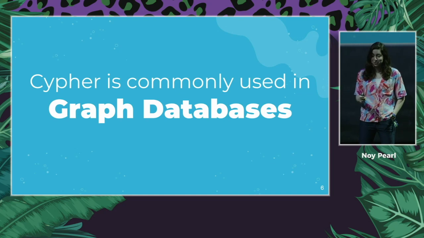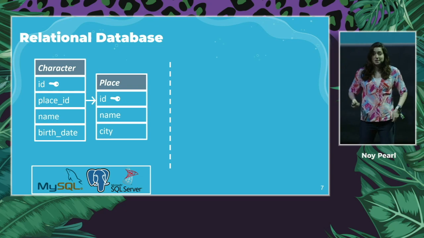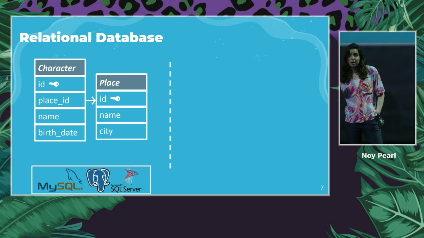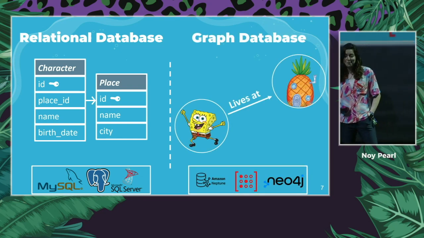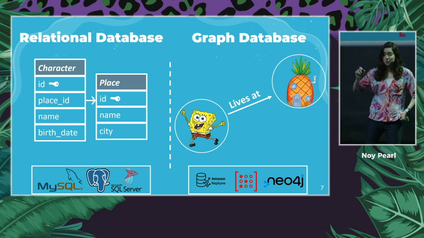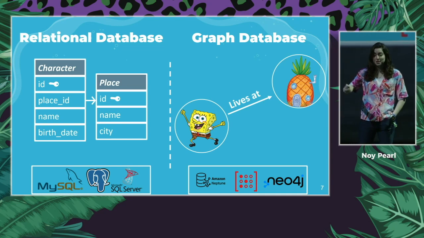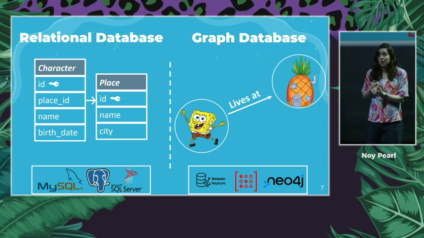So let's proceed. I really wanted to understand what is a graph database, because I said these two words too many times up until now. So let's take, for example, a relational database. We have those tables and rows and columns that you're already familiar with. And we have a graph database. Now, there is a circle. You can call it a node. And there is an arrow between two nodes. You can call it a relationship. So you can read this as SpongeBob lives at Pineapple House. And this is just how the database looks like.